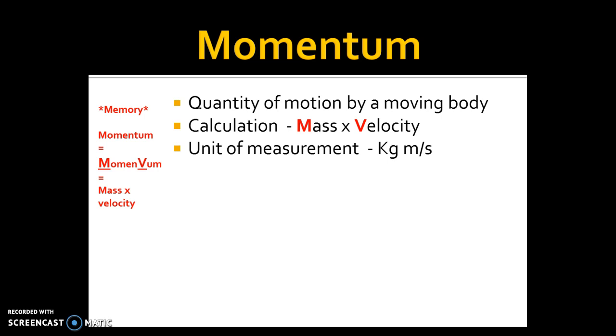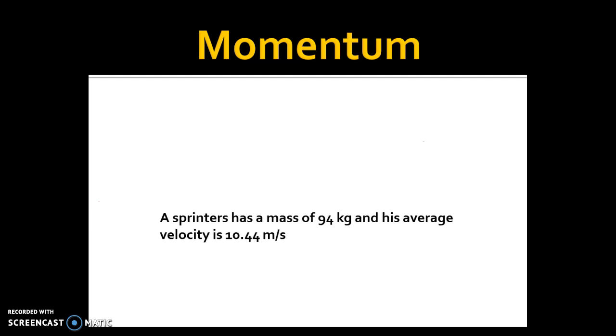So now what we have to do is see if we can apply it to some information. A sprinter has a mass of 94 kilograms, and its average velocity is 10.44 meters per second. What you've got to do now is, can you remember the key memory method for that? So maybe pause it and see what you can do with regard to that.